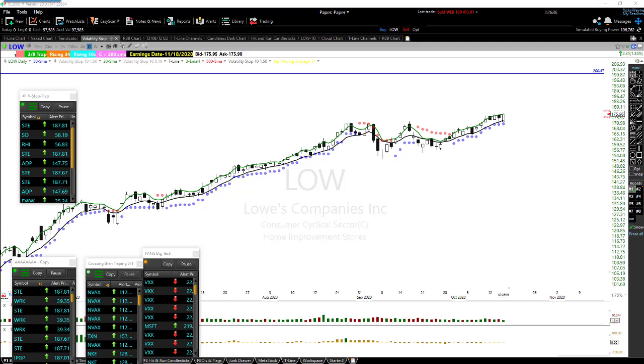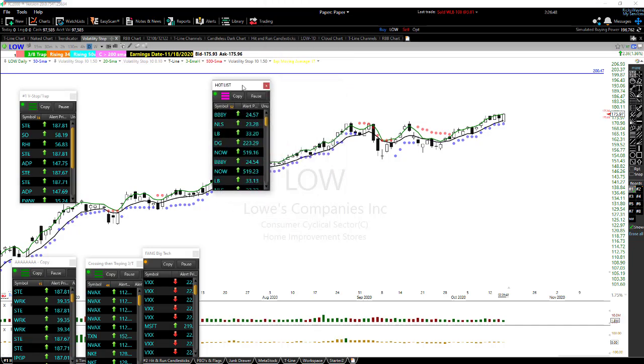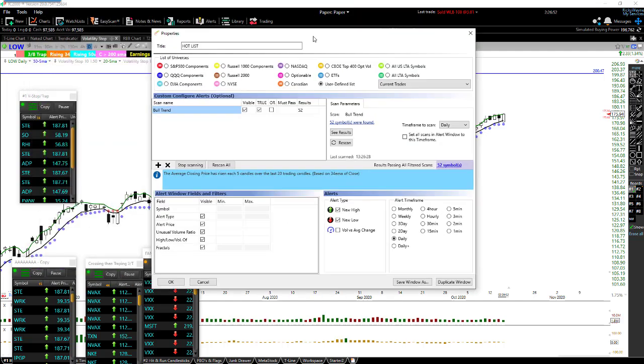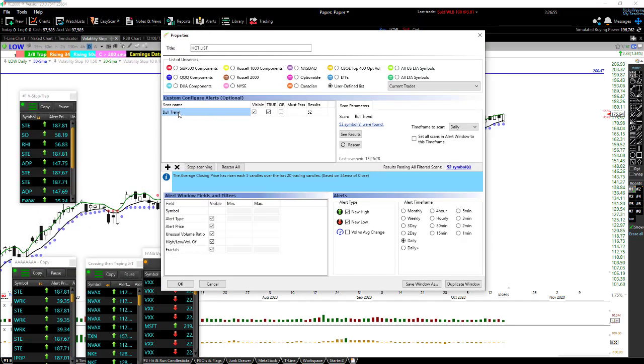Richard, hi. Can you please share the properties of your hot list window? Sure. On LTA, is it for the daily new highs only? Let's go look. You're going to be surprised, I think. The only thing I want is a bull trend. So if I put a chart on this list, and it goes against my bull trend, it won't show up. So it has to be a bull trend. And down here, I just have new highs and new lows checked.